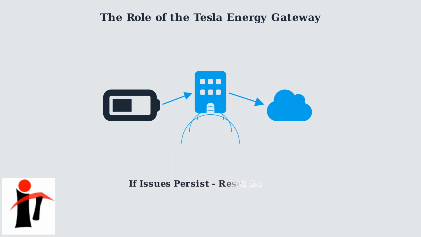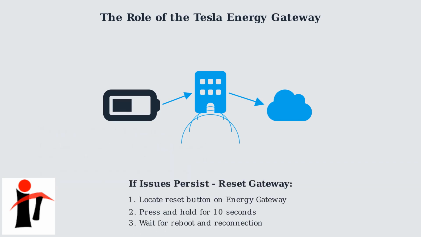If connectivity issues persist despite proper network setup, reset the Energy Gateway by locating its reset button, pressing and holding it for 10 seconds, then waiting for the device to reboot and reconnect to your network. The Energy Gateway is essential for maintaining reliable communication between your Powerwall and Tesla's ecosystem, ensuring you can always monitor and control your home energy system effectively.